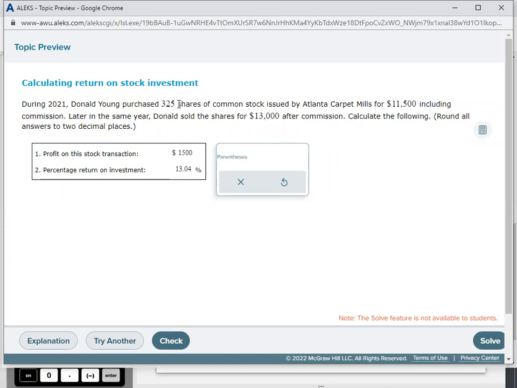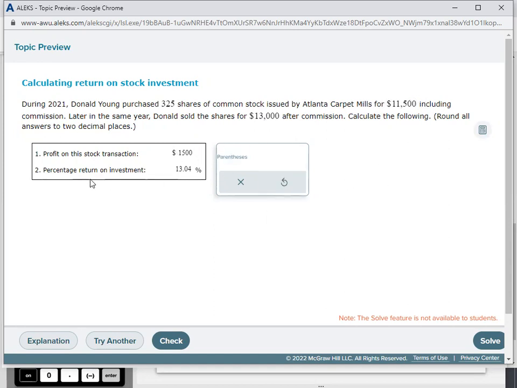All righty. So 325 shares of common stock. And if we did 11,500 divided by 325 shares, that would tell us each share when he bought them was about $35.38 per share, approximately. Anyway, that's not what they're asking for. They say, what is the profit on the stock transaction? So he walked away with 13 grand. He spent 11,500. So 13,000 minus 11,500 is $1,500.